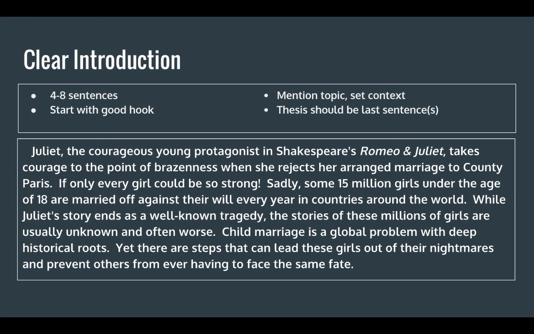Juliet, the courageous young protagonist in Shakespeare's Romeo and Juliet, takes courage to the point of brazenness when she rejects her arranged marriage to County Paris. If only every girl could be so strong. Sadly, some 15 million girls under the age of 18 are married off against their will every year in countries around the world. While Juliet's story ends as a well-known tragedy, the stories of these millions of girls are usually unknown and often worse. Child marriage is a global problem with deep historical roots, yet there are steps that can lead these girls out of their nightmares and prevent others from ever having to face the same fate.